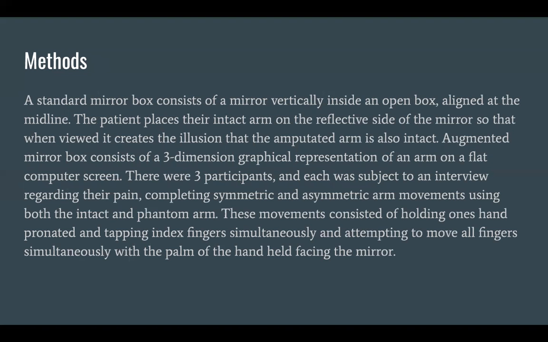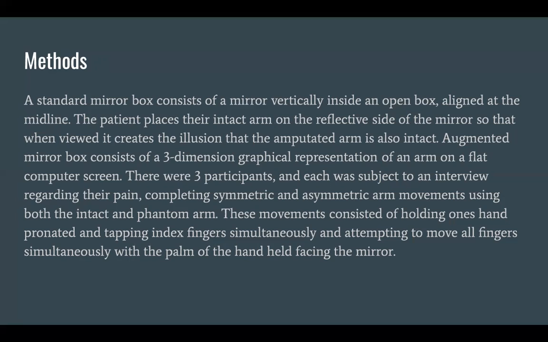The methods. A standard mirror box consists of a mirror placed vertically inside an open box, aligned at the midline. The patients place their intact arm on the reflective side of the mirror so that when viewed, it creates the illusion that their amputated arm is also intact.